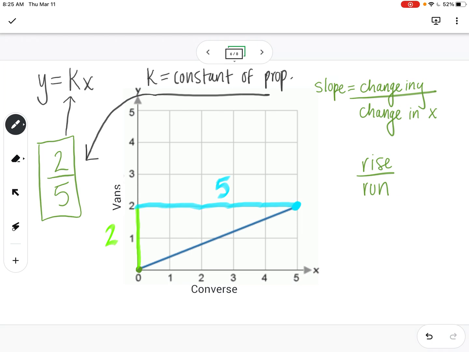All right, and let's talk about what the slope means in the context of this problem. So what does this tell us about this problem? Remember, you'll just read off the axes and what they're labeled. So this would tell us vans. So for example, when I'm getting 2 vans, I'm going to look where this intersects right here. Then how many Converse am I getting? That's something it might tell you, right? If I'm getting 2 vans, I'm getting how many Converse?